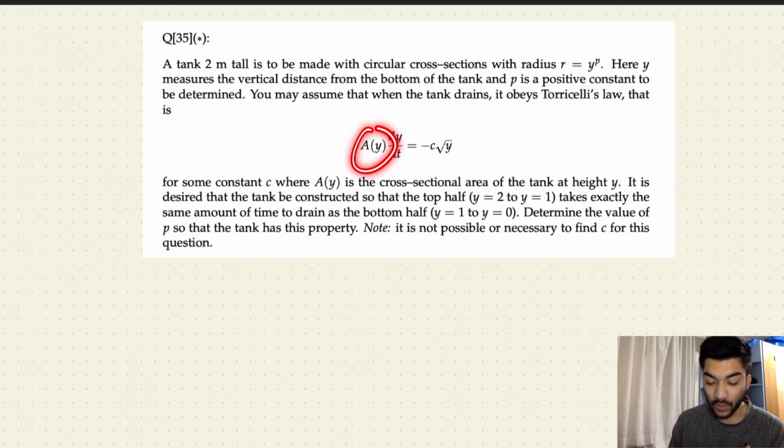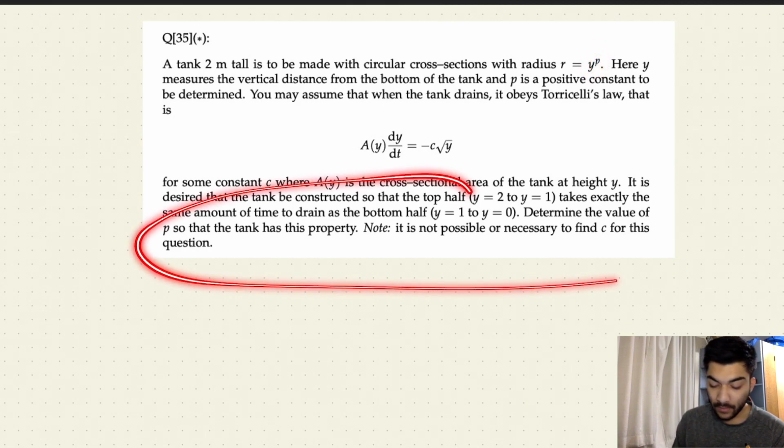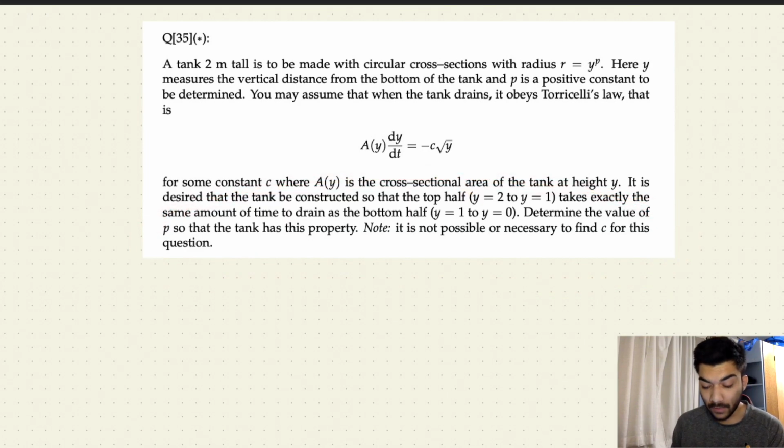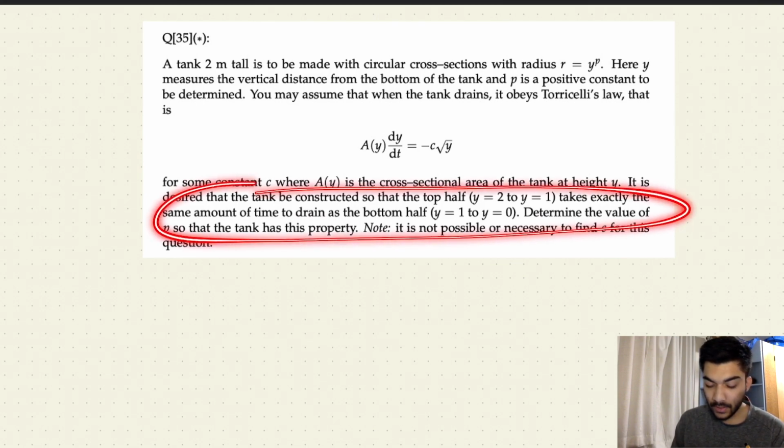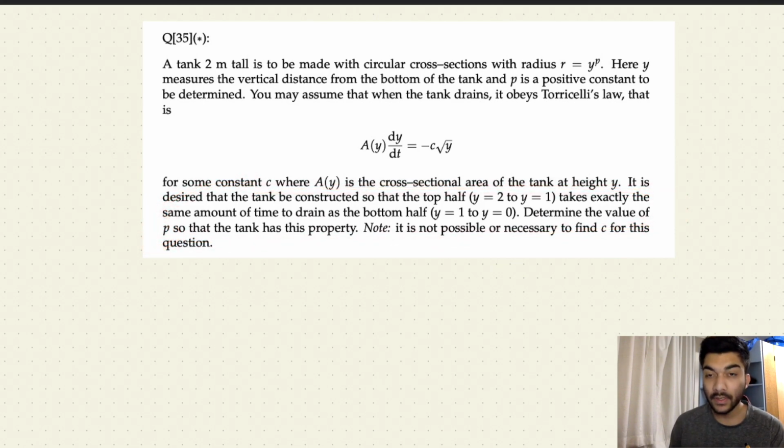So we already know what A of y is, so we can solve for y in terms of t from this differential equation. But in this question, you have to calculate the value of the positive constant p with this given information. You have been given that the time taken for the tank to drain from y equals 2 to y equals 1 is exactly the same time the tank takes to drain from y equals 1 to y equals 0.